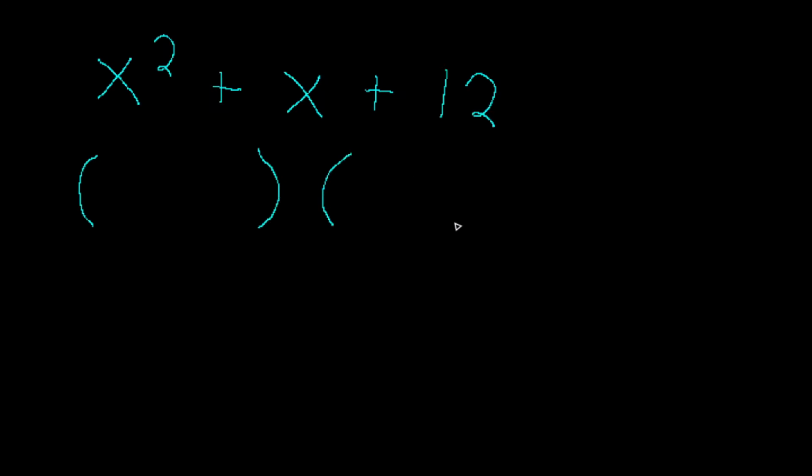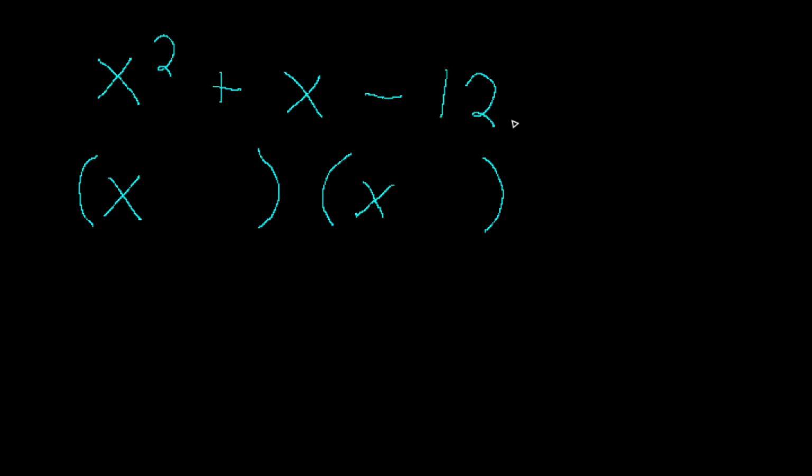Our next problem is x squared plus x plus 12. Just like the last two problems, I'm going to set up my brackets. I know I have x times x. Oh, and this is actually going to be a minus 12. So I know that I have my x times x to make x squared here.